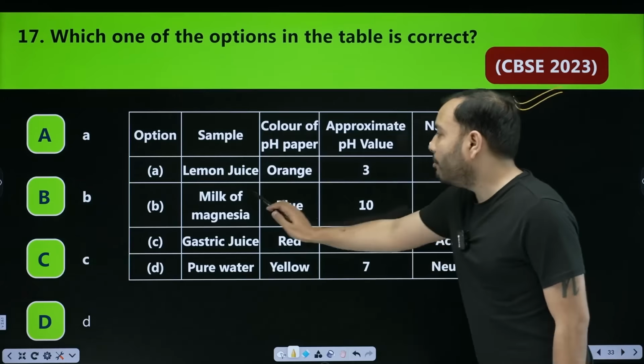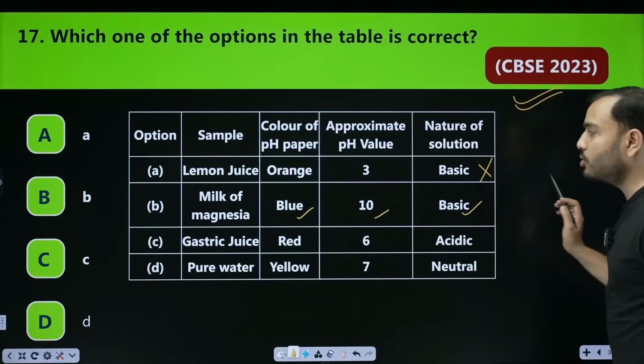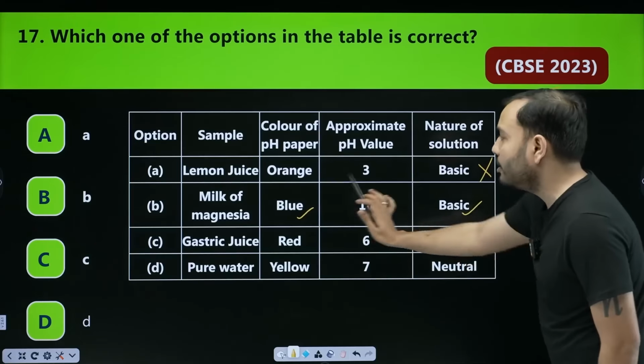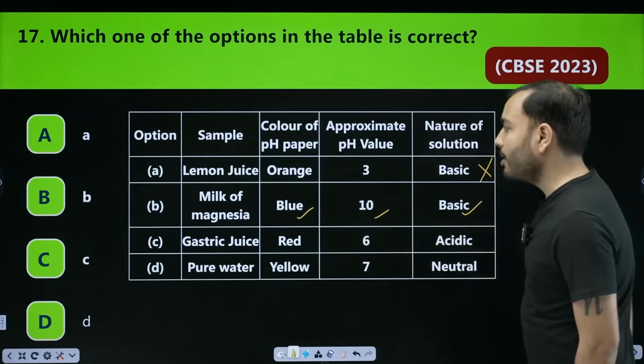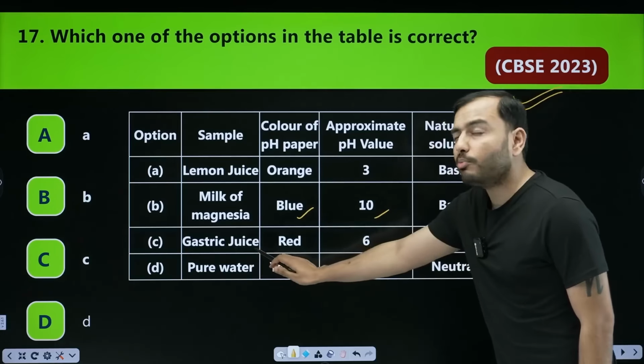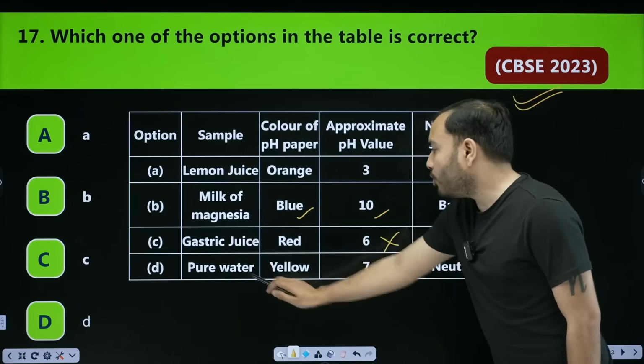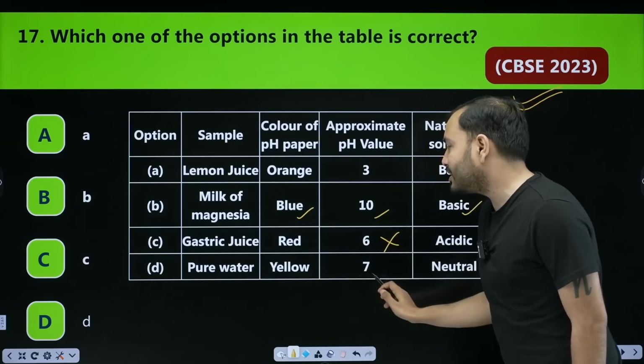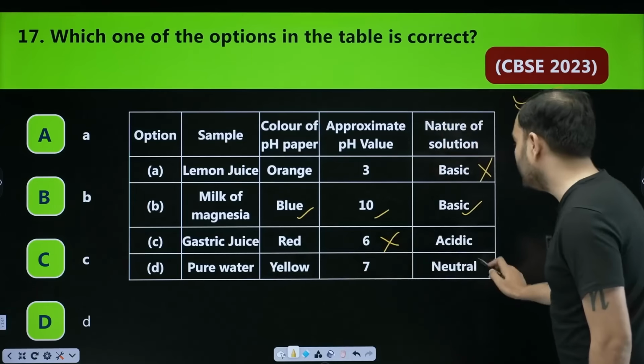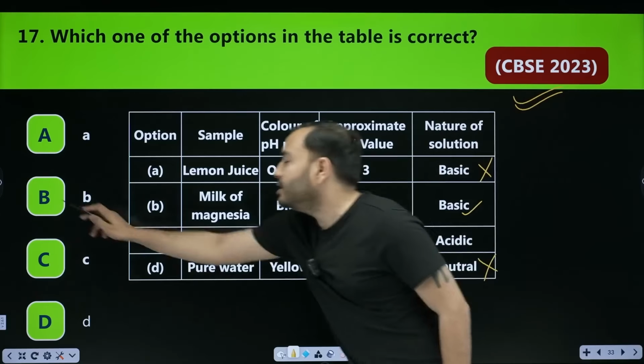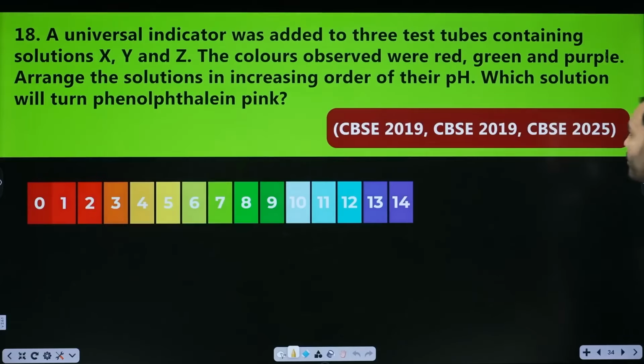Incorrect. Milk of magnesia, magnesium hydroxide. Color is blue, pH is 10 and everything is fine. pH is more than 7, basic, color is blue. Everything is fine. Gastric juice: how is it? 1.2. Wrong. They are calling it yellow with pH 7. What should have been there? Green. So which one is correct? Option B is correct. Okay, let's move on.